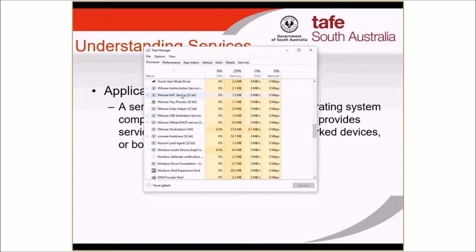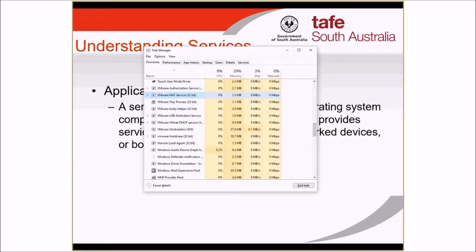So let's have a look. There's a VMware NAT service. Hopefully you guys will remember from 4IVM that NAT in this case stands for Network Address Translation, and it translates from a private network on VMware to the bridge network or to the physical network. And this service is actually doing that translation for us. And if we turn off this service, it won't be able to perform that function.